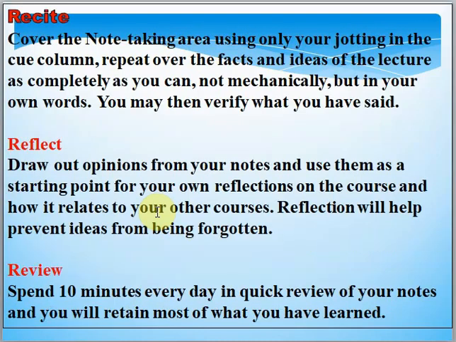So, the next point is the recite. Cover the note-taking area using only the jottings in the Q column. Repeat over the facts and ideas of the lecture as completely as you can, not mechanically, but in your own words. You may then verify what you have said.